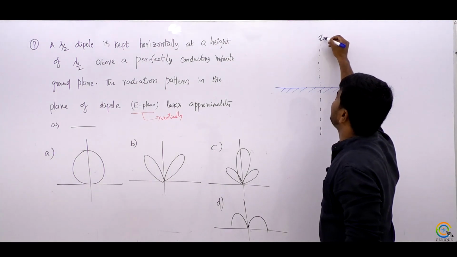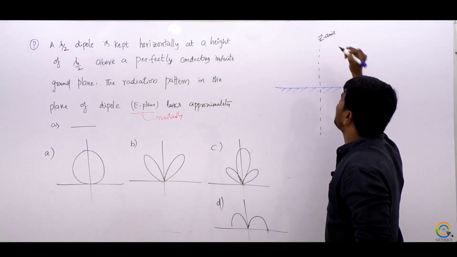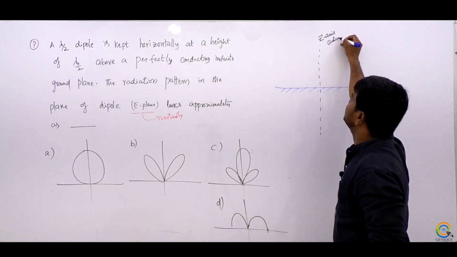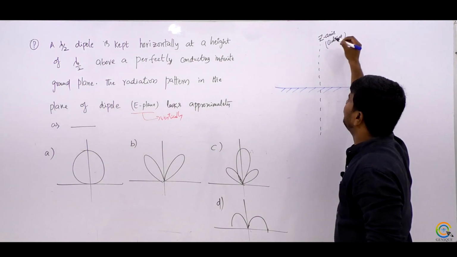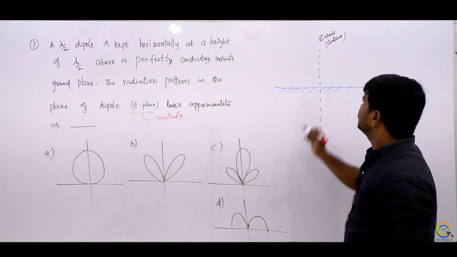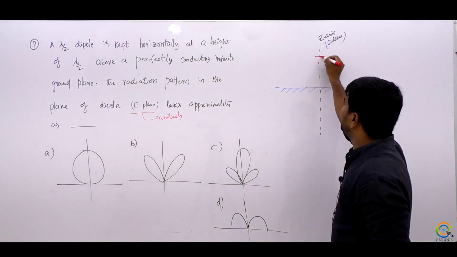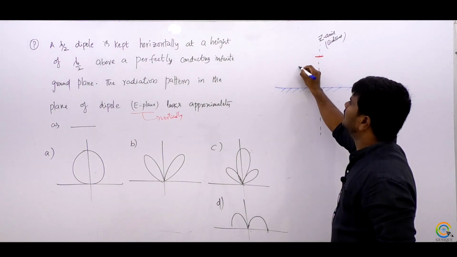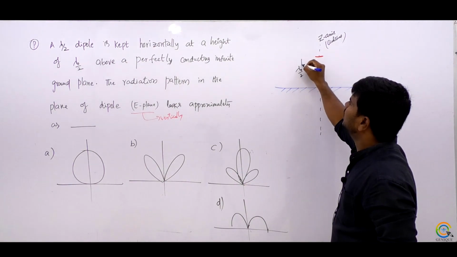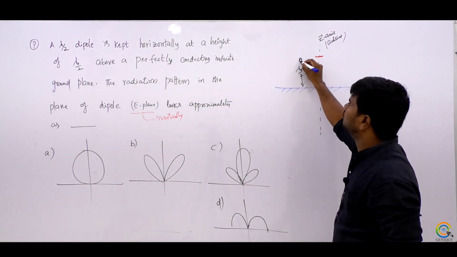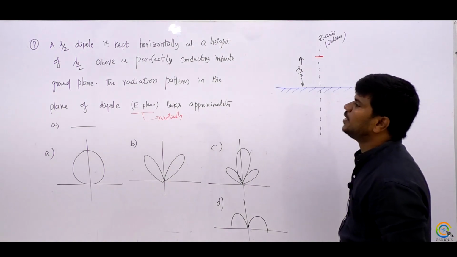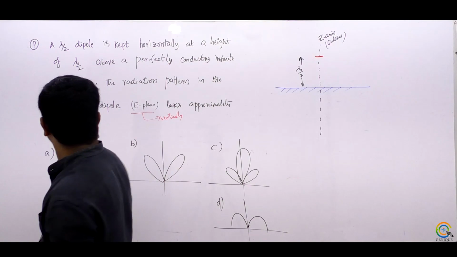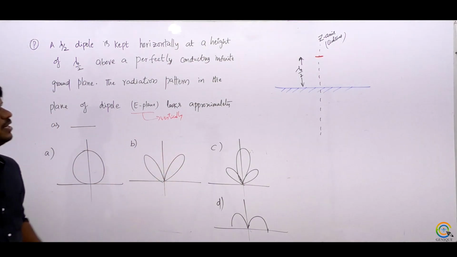Let us suppose this is the z axis, also called the antenna axis. It is the antenna axis because he has given that it is placed on the vertical axis. One dipole is kept horizontally at a distance of lambda naught by 2. The distance from here to here is lambda naught by 2. Now you have to find the radiation pattern in the plane of the dipole.